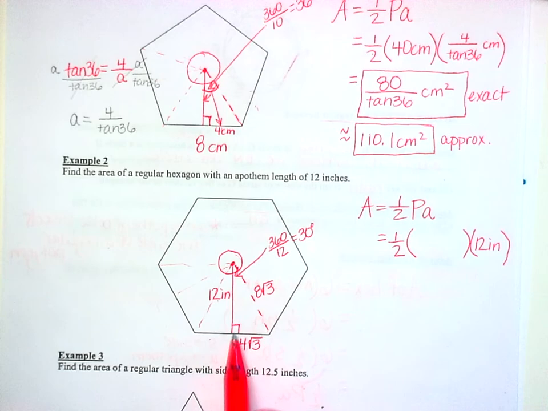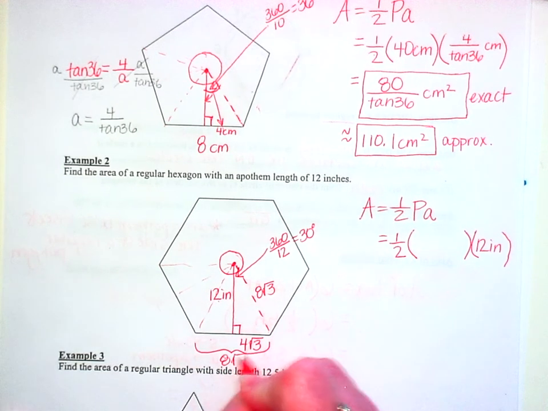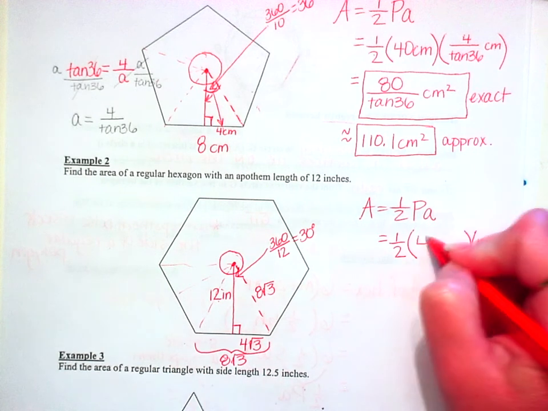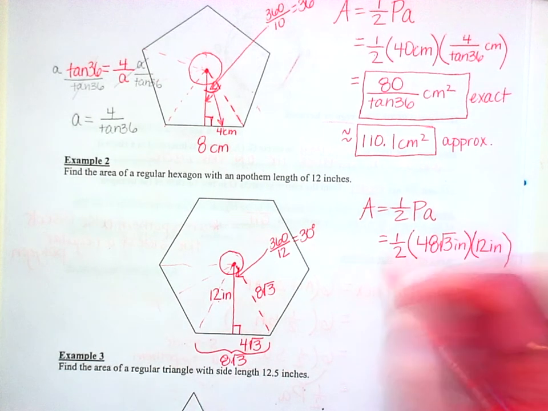Okay? If this is 4 square root 3, then the entire side is 8 square root 3. And then I can take that side length and multiply it by 6. And I find out that my perimeter is 48 square root 3.